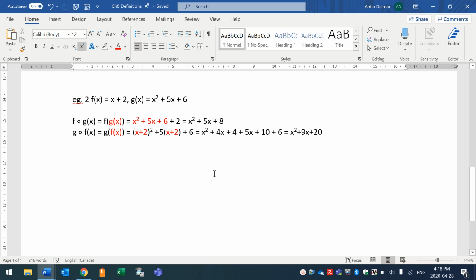Notice that f composite g is not equal to g composite f. So the composition of functions is not commutative. In other words, the order matters. With addition of functions, the order does not matter, just like addition of regular numbers. Same with multiplication. But with subtraction, division, or composition of functions, order does matter. Those operations for functions are not commutative, just like they are not commutative for regular real numbers.